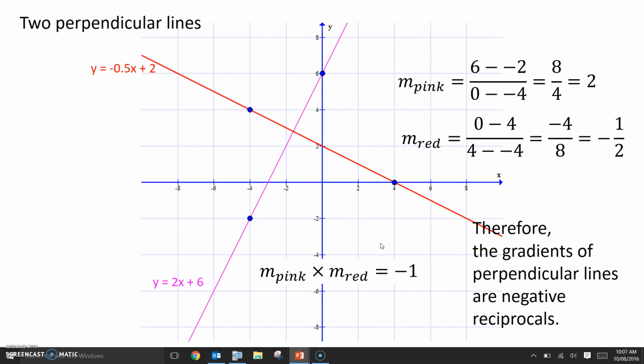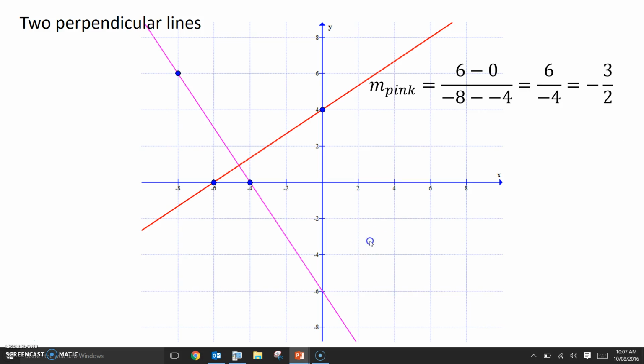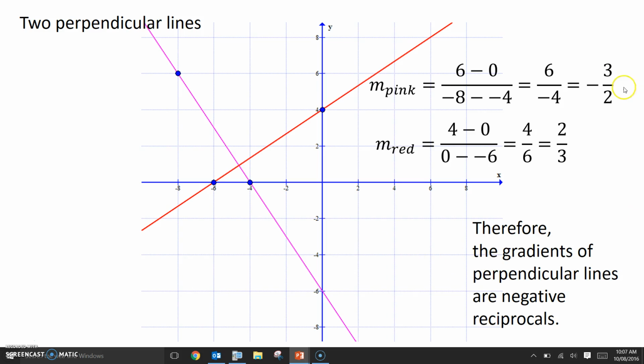There's their equations. This one, same thing, get the gradients. This one's a bit easier to see, negative 3 over 2, 2 over 3. So they're flipped over fractions. This one's negative, this one's positive, so they're negative reciprocals. Or if you multiply them together, you get negative 1. So if you have lines with gradients that are negative reciprocals, they're going to be perpendicular.